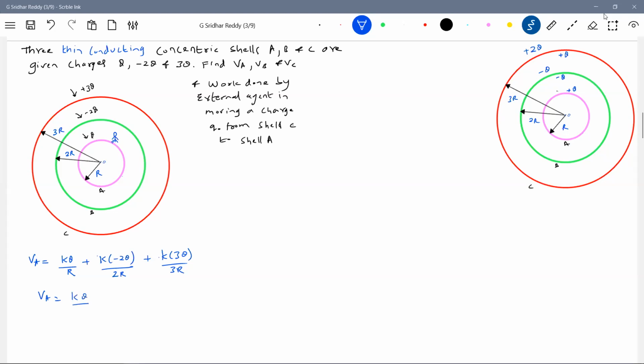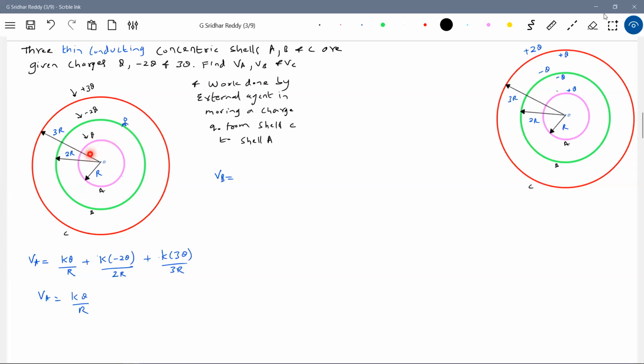So it will become KQ by R. There's a potential of shell A. Similarly, we'll take the potential of shell B. Now where are we? I'll remove this person. The person is here; for your convenience, I'm showing that person. You are here. First, only shell A is present. Shell B and C are not there.